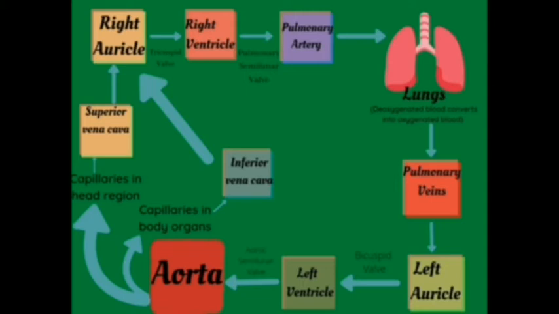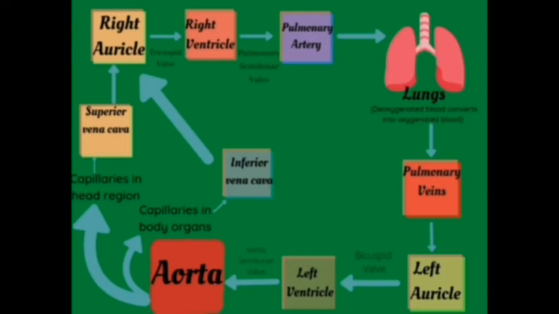When the right auricle is filled with blood, it contracts and the tricuspid valve opens, allowing the blood to flow into the right ventricle. And when the right ventricle has filled with blood, the tricuspid valve closes, as this will prevent the backflow of blood into the right atrium.